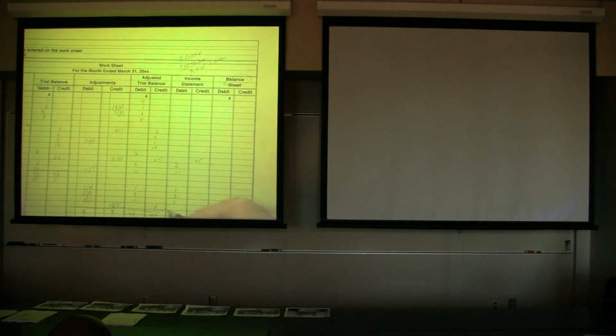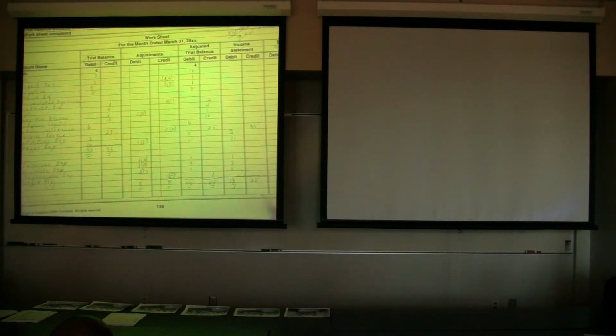Okay, and what we do is we find the net income. We add up all the expenses and they equal 18. We add up all the revenue. In this case, there's only one, though normally a business would have more than one revenue account. Now, 25 minus 18 is 7. What does that 7 represent? It represents net income.